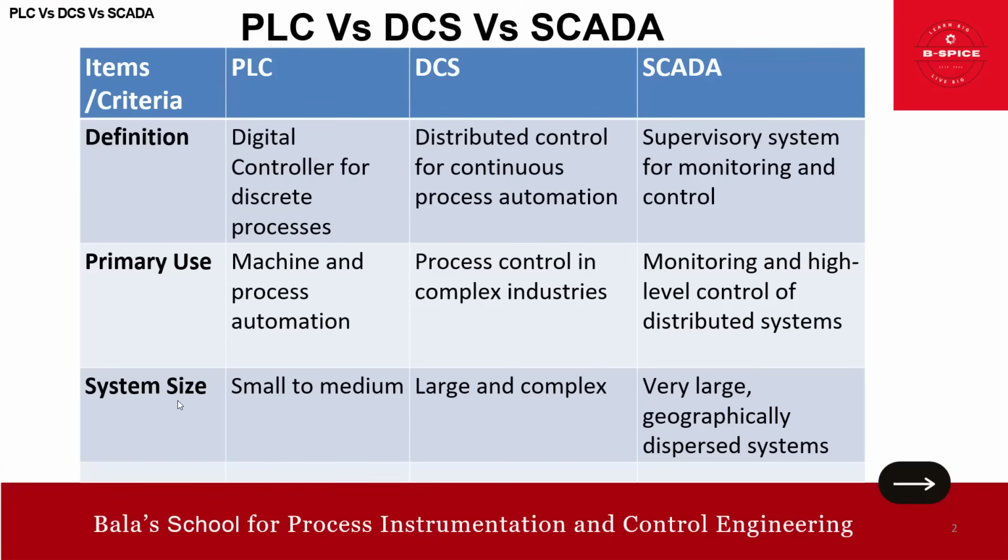Then when we talk about system size, PLC ranges from small to medium. And of course, DCS is very large and complex. And SCADA again, as I mentioned earlier, is a very large and geographically dispersed system. So these are some of the basic differences.